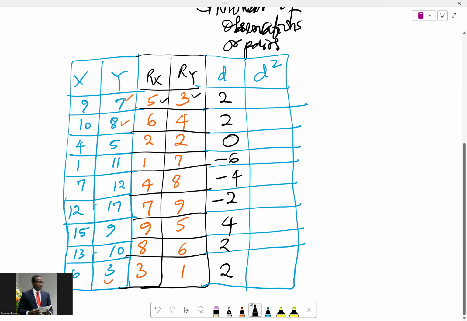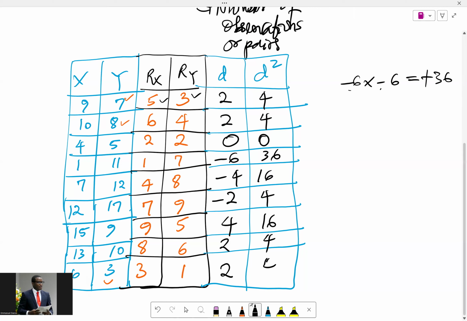Then to square these: 2 squared is 2 times 2, which is 4. 2 times 2 again is 4. 0 times 0 is 0. Minus 6 times minus 6: minus times minus is plus, so 6 times 6 is 36. Then minus 4 times minus 4 is 16. Minus 2 times minus 2 is 4. This is 16 again, this is 4, and this is also 4.